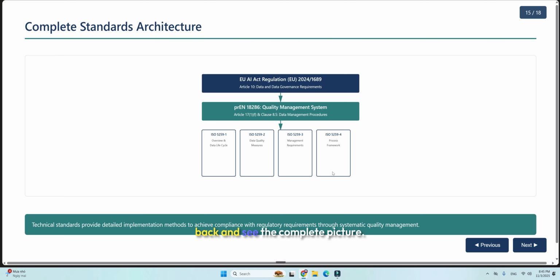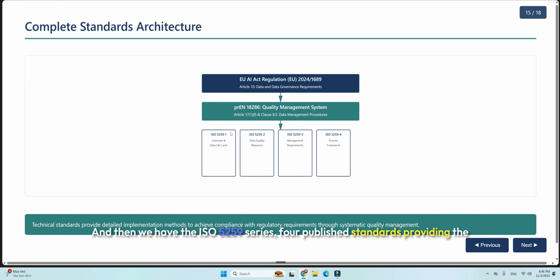So let's step back and see the complete picture. At the regulatory level, we have the EU AI Act, specifically Article 10 on data and data governance requirements. Now, this is the law. This is what providers of high-risk AI systems must comply with. Moving down to the middle layer, the harmonized standard prEN 18286 translates these requirements into quality management system procedures. Article 17(1)(f) of the AI Act requires a quality management system. Clause 8.5 of prEN 18286 specifies exactly what data management procedures that QMS must include.